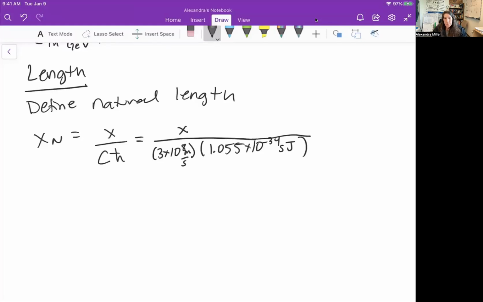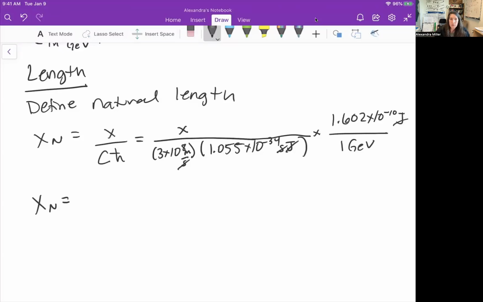So this would leave me with something. Notice my seconds cancel. My meters will cancel with my x, which is up top. And so we'd be left with something in inverse joules. Again, we want to work in GeV. So doing the unit conversion, this is times 1.602 times 10 to the negative 10 joules divided by 1 GeV. So now our joules cancel. And again, our meters are going to cancel because x will be measured in meters.